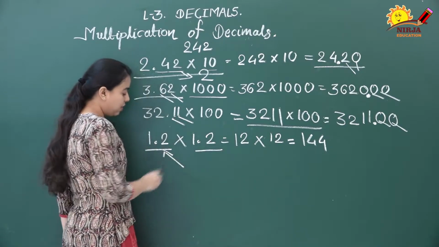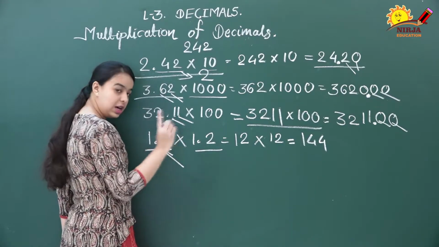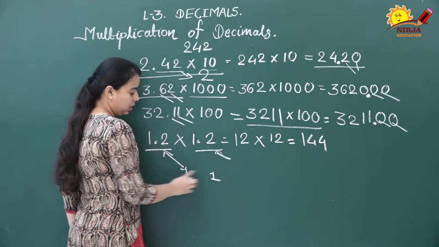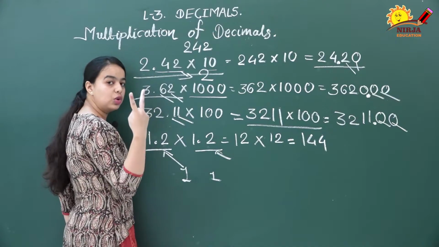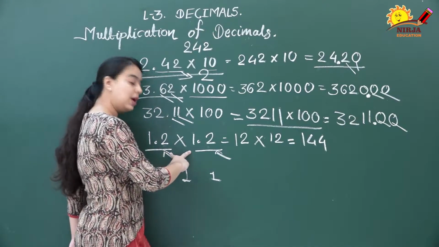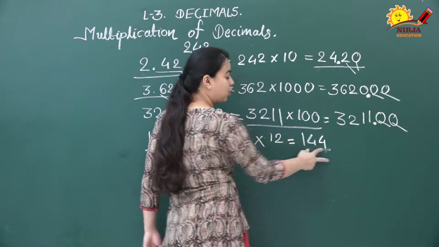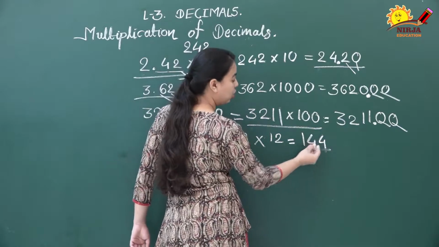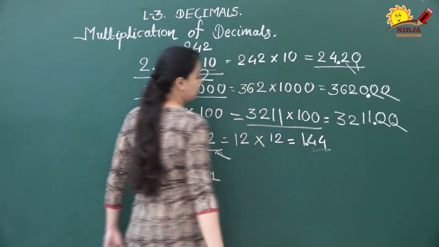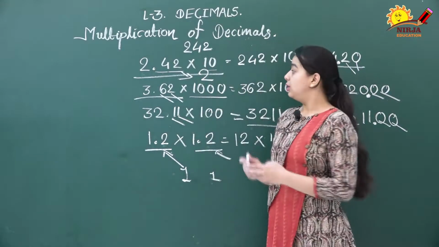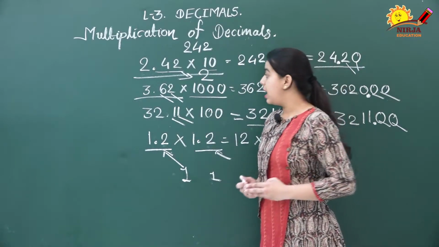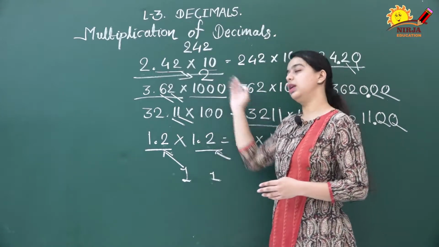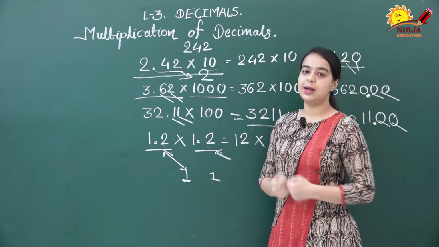Let's do it for this number first. As you can see, here only one decimal place is there. In this number also only 1. So 1 and 1, 2. So in total there are 2 decimal places in the numbers which we are multiplying. So here we are going to count 2 decimal places from the right of the number, 1 and 2, and we are going to put the decimal point over here. So this way you can multiply any decimals, either both the numbers are decimals or one is a decimal and the other is a whole number. Now let's see another example for the same.